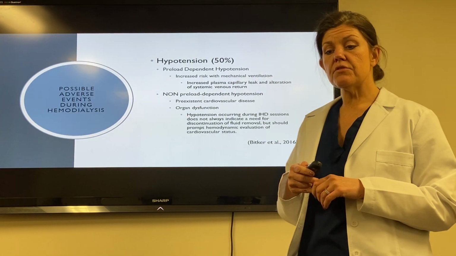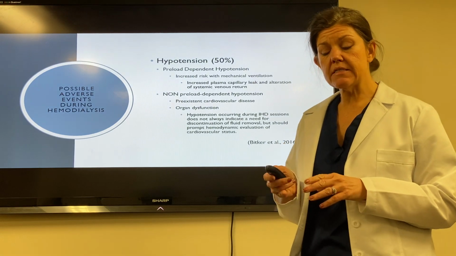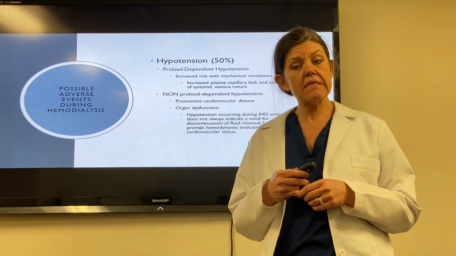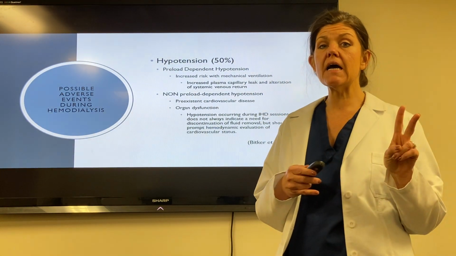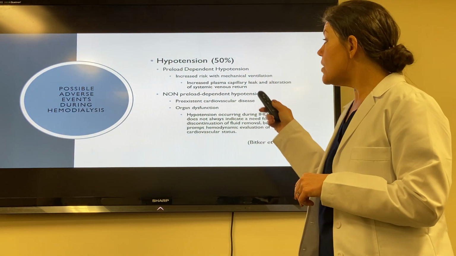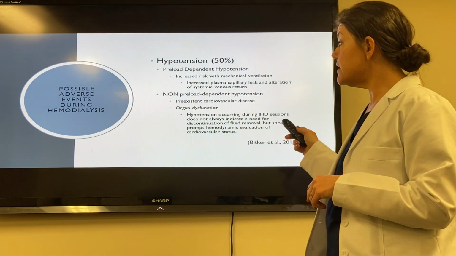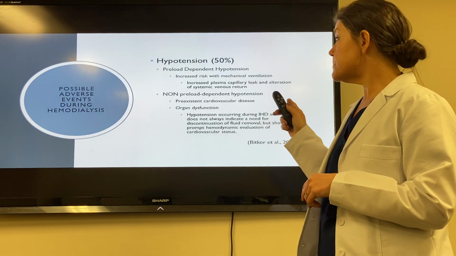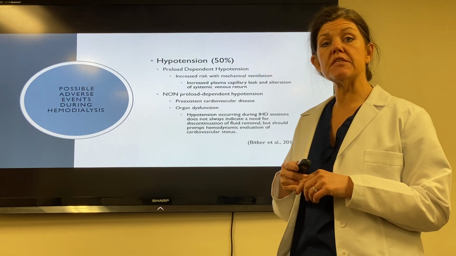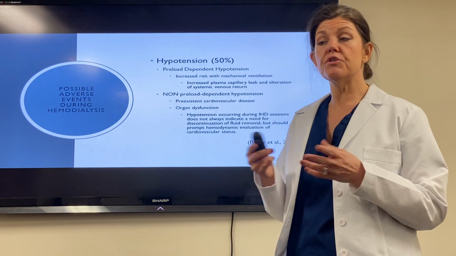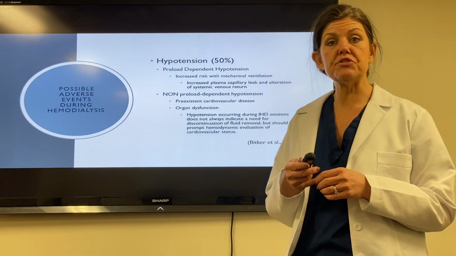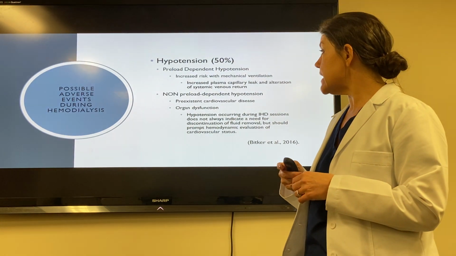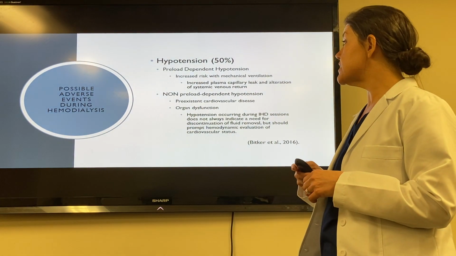So as a critical care nurse taking care of dialysis patients, one of my primary concerns has always been hypotension. What I was not aware of is that there are two kinds of hypotension in this population. One is preload dependent hypotension and the other is non-preload dependent hypotension. With preload dependent hypotension, there is an increased risk with the mechanically ventilated patient, which is the majority of our patient population in the critical care units. There is an increased plasma capillary leak and alterations within their systemic venous return system.